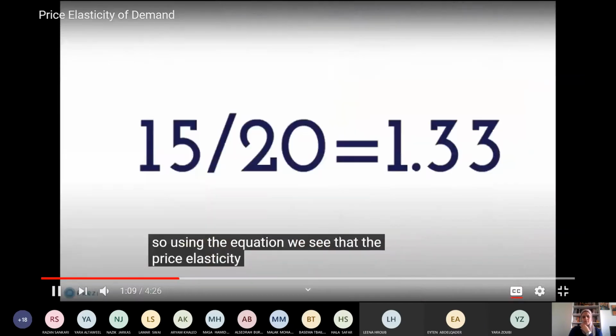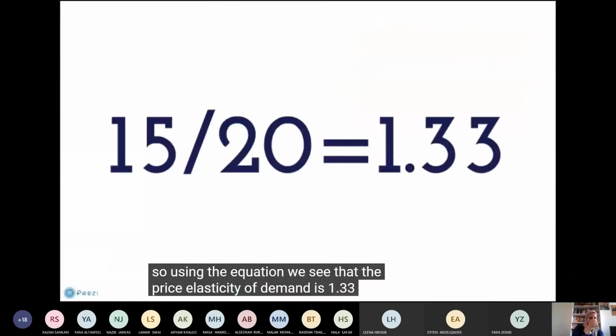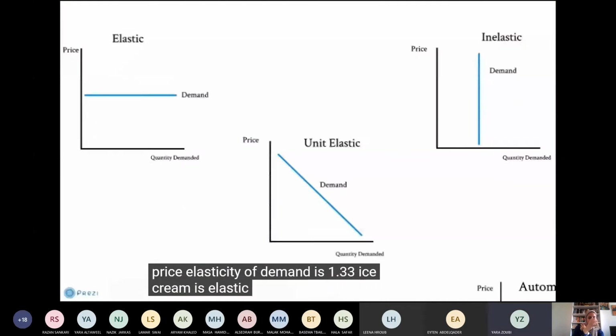Equation, we see that the price elasticity of demand is 1.33. Ice cream is elastic, because any good with an elasticity greater than 1 is elastic. Any good with an elasticity equal to 1 is unit elastic, and anything less than 1 is called inelastic.